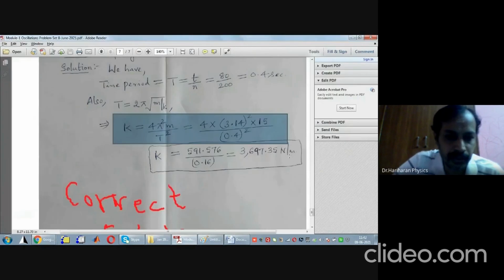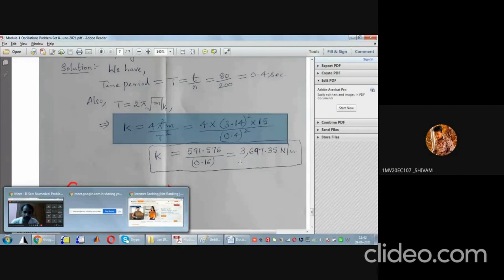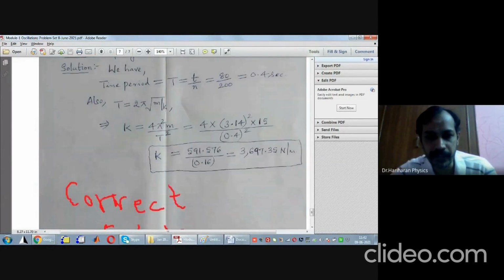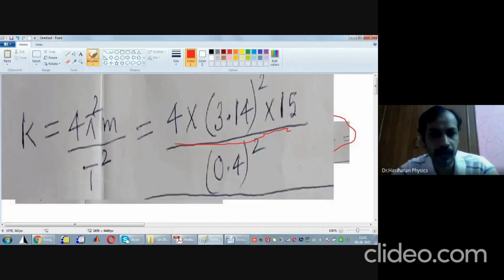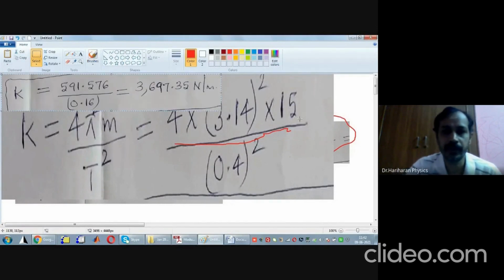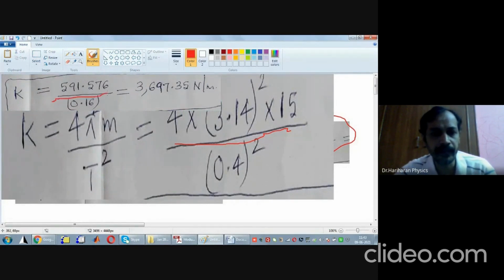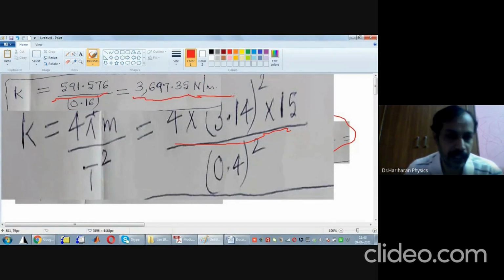Will someone work it out? Sir, 3697.35 Newton per meter. Yes. So the final answer is going to be k is equal to this. If I put it here in red color, the final answer is k is equal to 591 by 0.16, which is 3697.35 Newton per meter. Is this clear to you all?